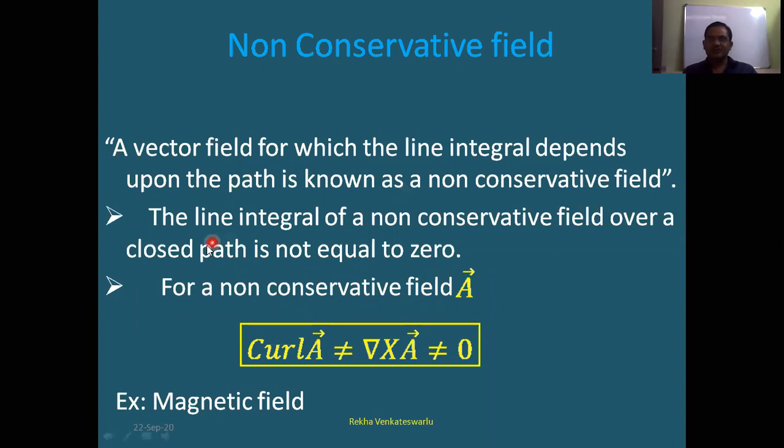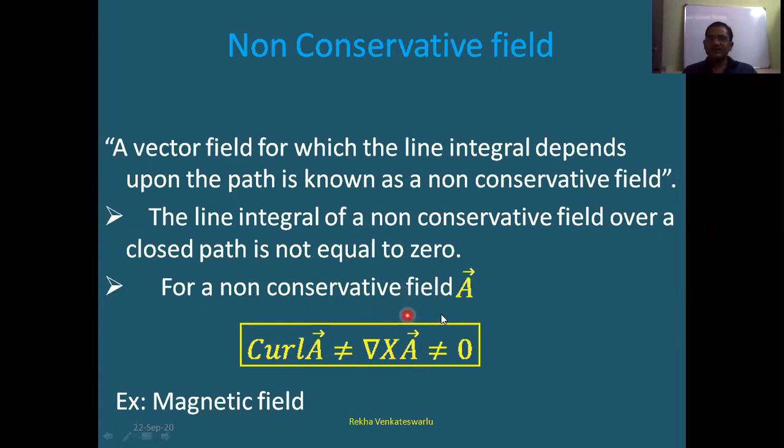Now, the second property. The line integral of a non-conservative field over a closed path is not equal to 0. Here, closed integral A bar dot dl bar not equal to 0. The third one, for a non-conservative field A bar, curl A bar not equal to 0. So it is a rotational vector.